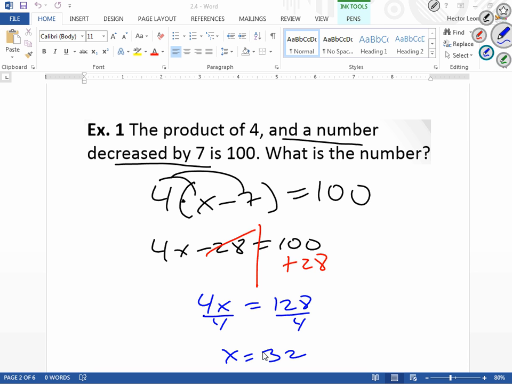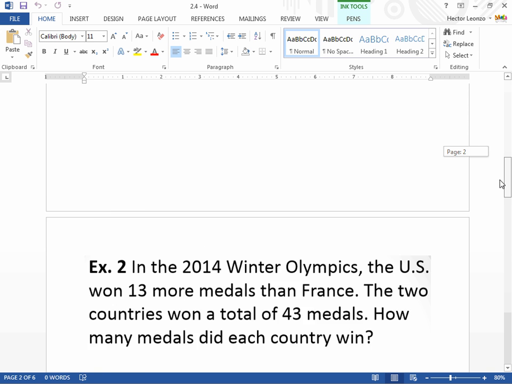The hard part of this section will be writing the algebraic expression, writing it in symbols. The solving is basically what we did in the previous section, so that's not going to be that difficult.